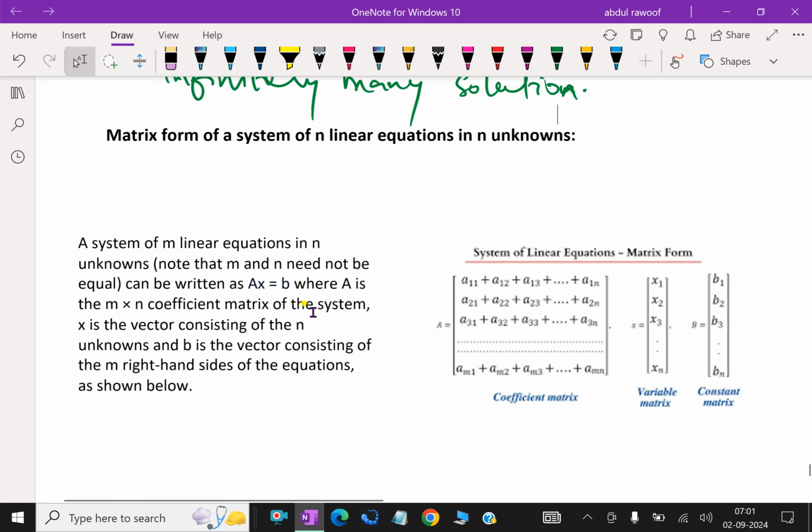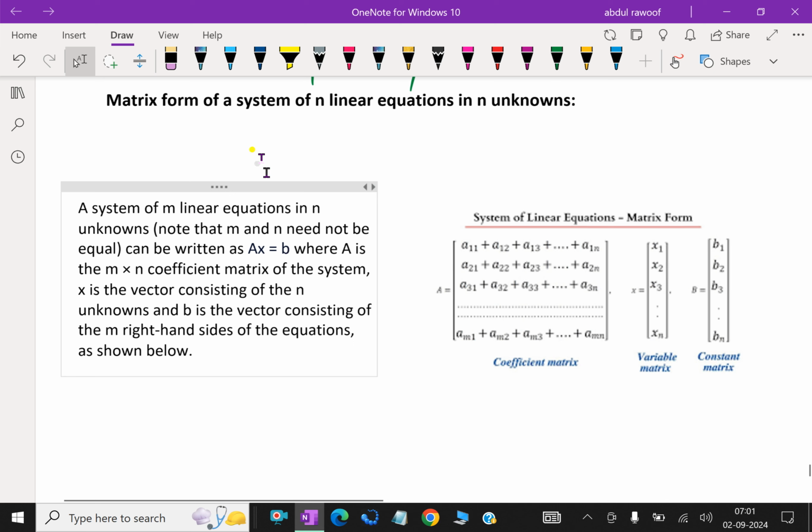Next one, matrix form of a system of n linear equations in n unknowns. Suppose we want to form this equation in matrix form with n unknowns. Look here. The system of m linear equations in n unknowns, note that m and n need not be equal, may be equal or may not be equal, can be written as AX equals B.